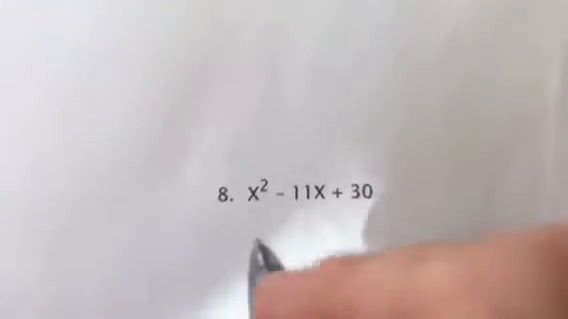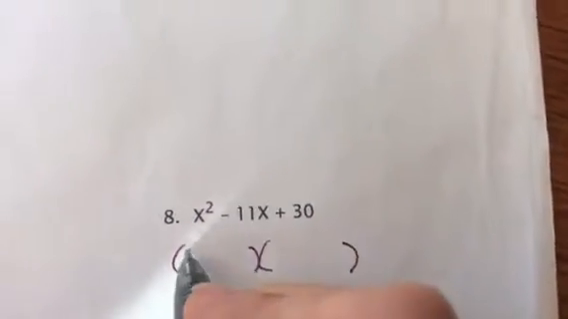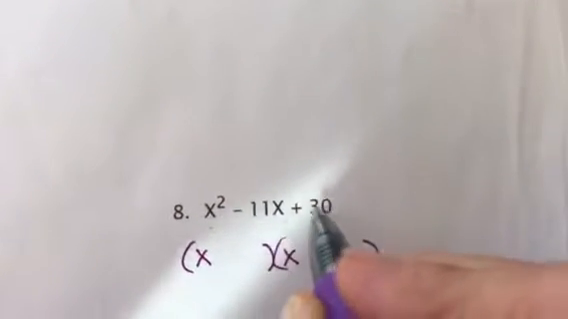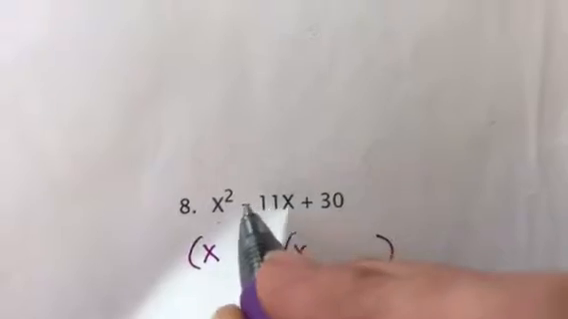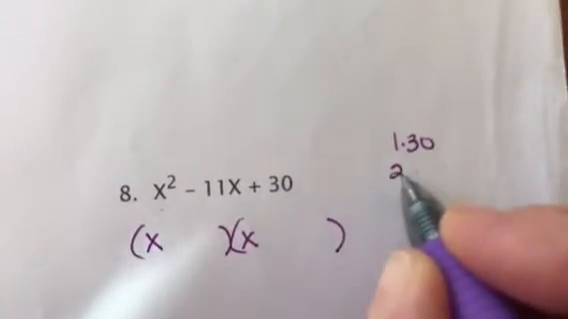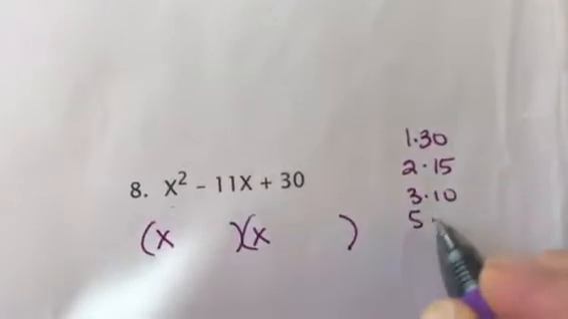Let's try another one right here. This is number 8 from 23. Again, I want two things that multiply together to give me this. This has to be x times x, which gives me x squared. Find factors of 30 that give me negative 11. Well, first of all, I'm just going to start like I always do. I'm looking for factors of 30. So that's 3 and 10 and 5 and 6.